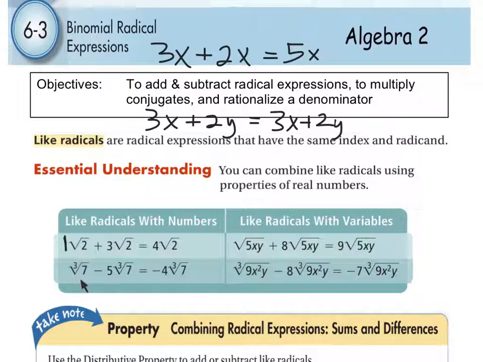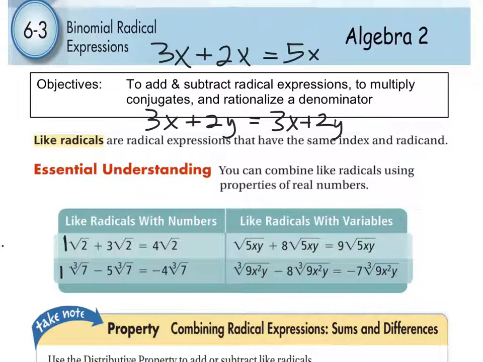So for example, here we have the cube root of 7 minus 5 cube roots of 7. Okay, numbers underneath are the same and the indexes are the same. So this, again, there's a number up front, always 1 if there's no number there. So in this case, if I take 1 minus 5, that's negative 4 cube roots of 7. Same with the other example over here. I have the square root of 5xy plus 8 square roots of 5xy. Again, if you look underneath the radical, it's the exact same numbers, and the indexes are both 2. So I can add this, 1 plus 8 gives me 9.